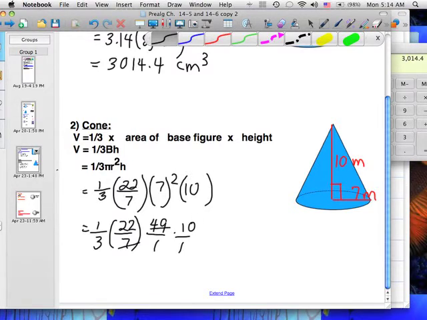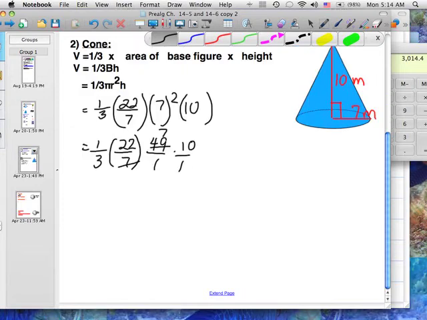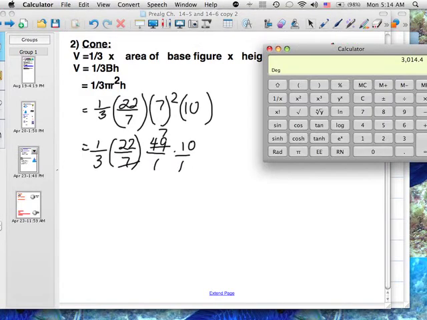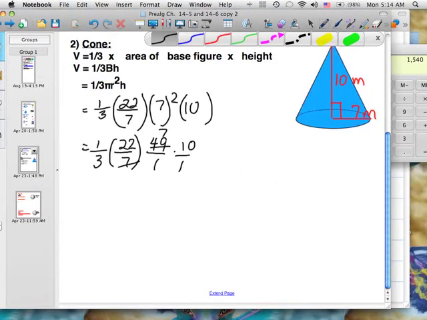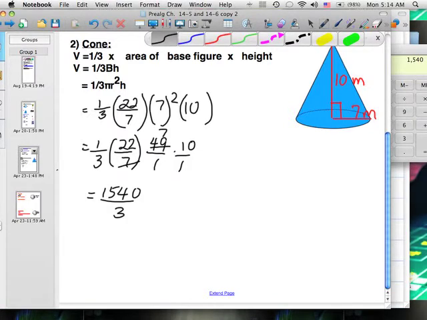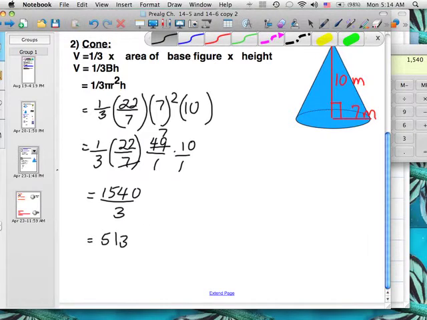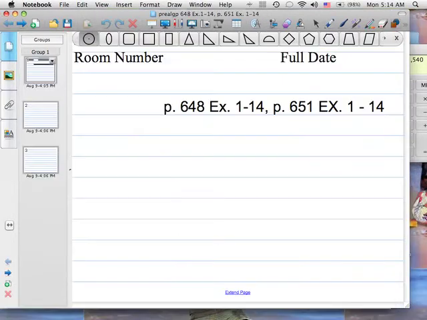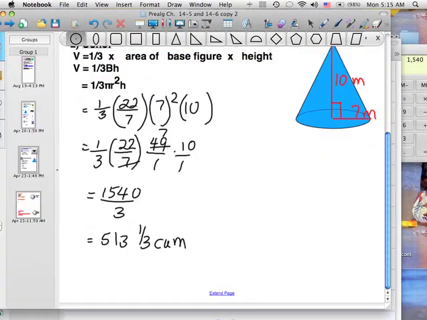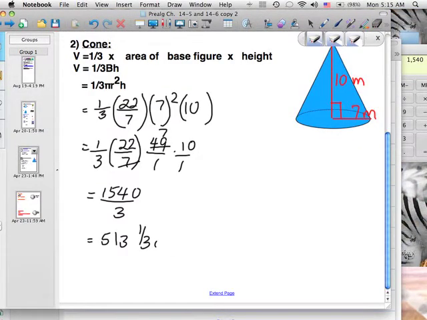And we could take 7 into 49, it goes 7 times. And if we multiply the top, we get 22 times 7 times 10, which is 1,540 over 3. And if we divide by 3, we get 513 1/3 cubic meters, or short form would be meters cubed.